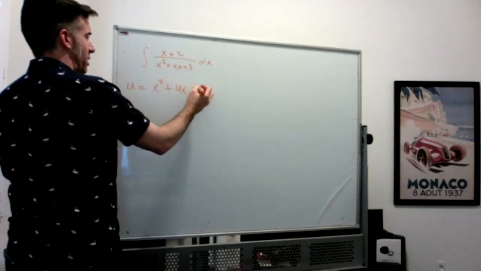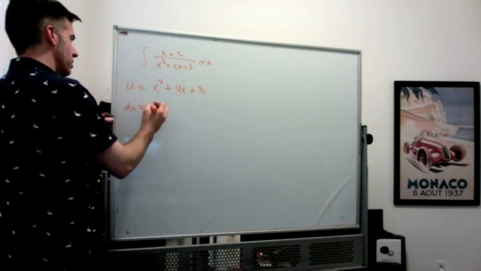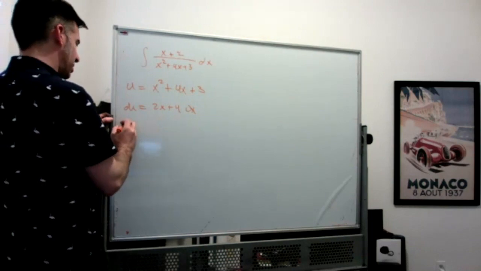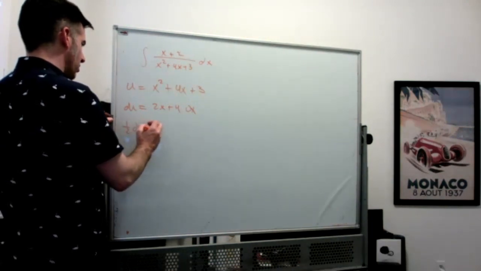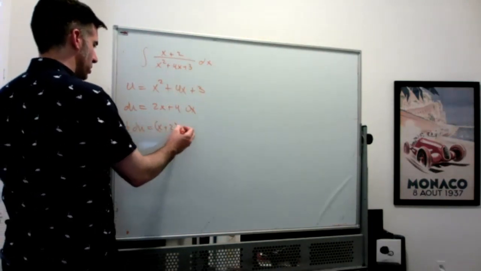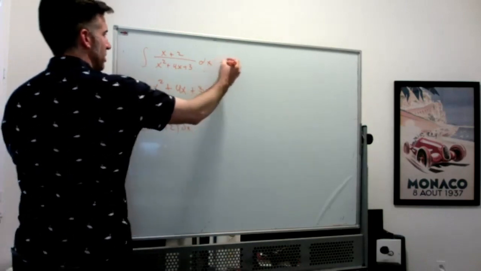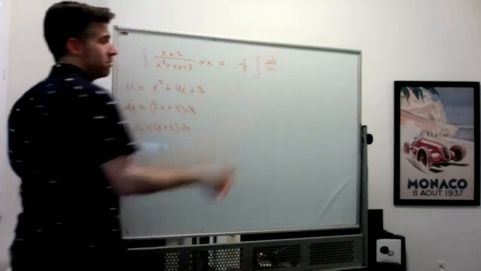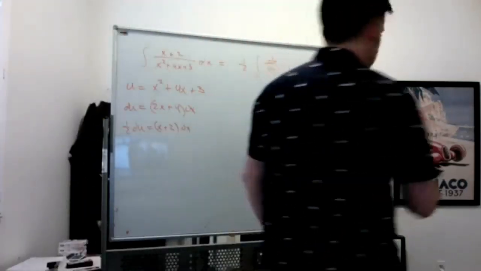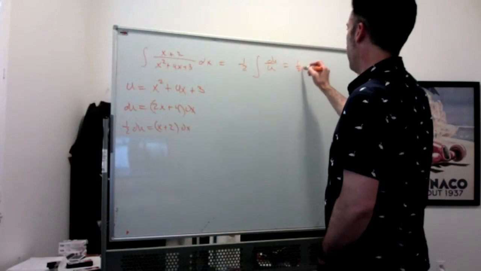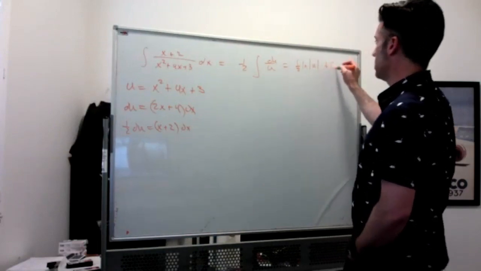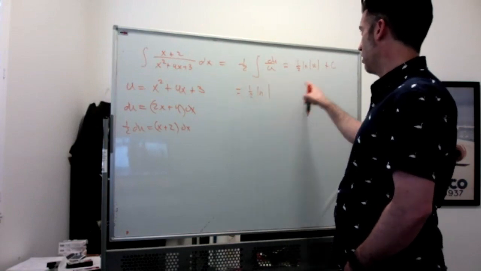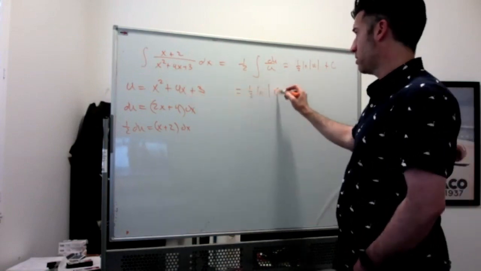u is x squared plus 4x plus 3. du is 2x plus 4 dx. Dividing both sides by 2, 1/2 du is x plus 2 dx. So this becomes 1/2 the integral of du over u, which is then going to be 1/2 the natural log of the absolute value of u plus c, which is 1/2 the natural log of the absolute value of x squared plus 4x plus 3.